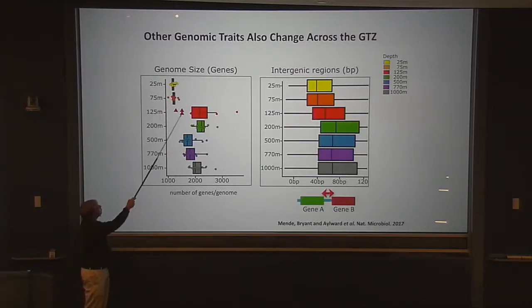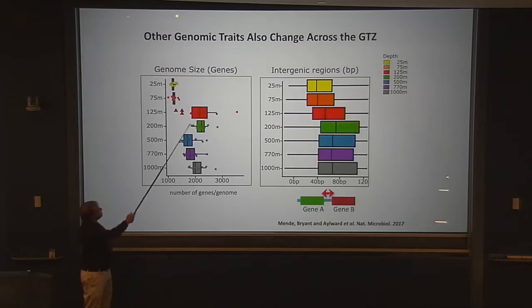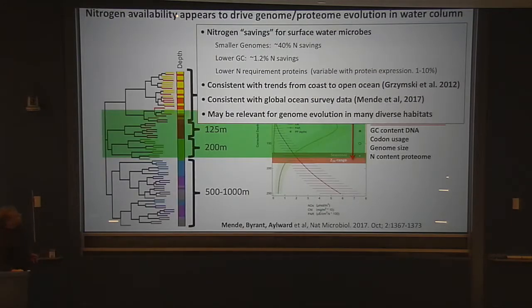Across this 125-meter deep chlorophyll maximum down to 200 meters, we see an increase, almost a doubling, of the genome size. And of course, that's going to add a higher nitrogen demand to the organism as they get bigger genomes. So let's wrap this up and see what we think about this at the moment.